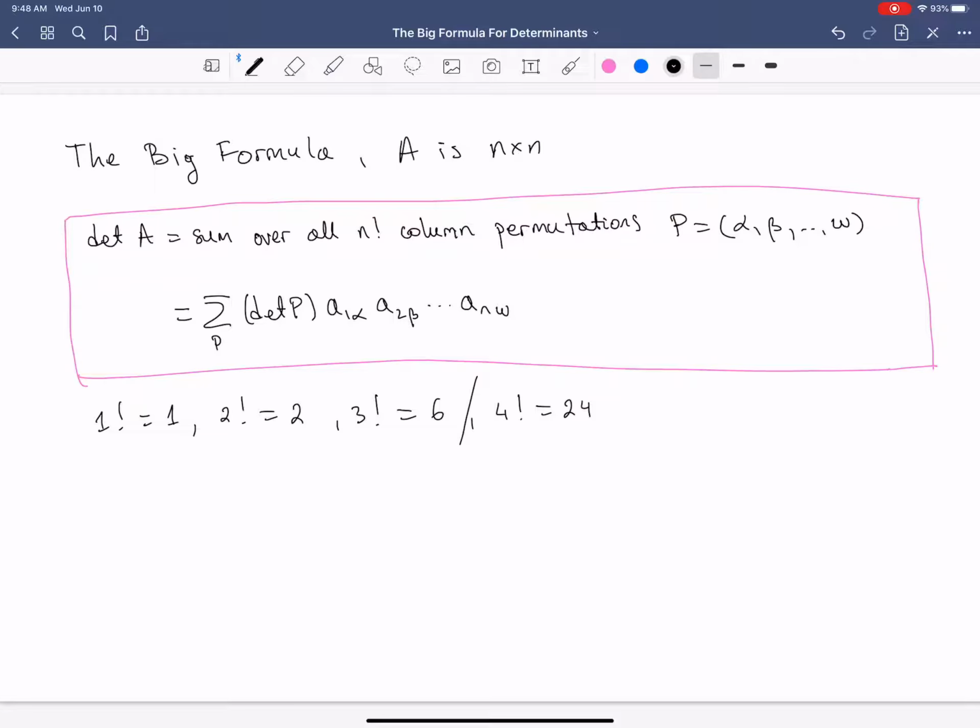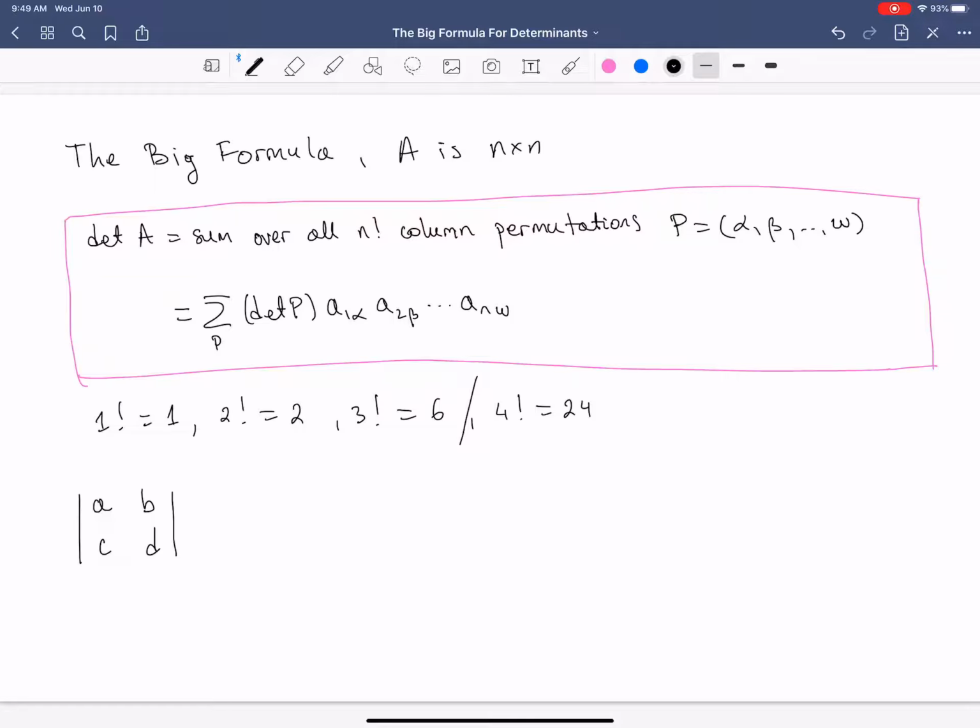Okay, so let's apply this formula on a 2 by 2 matrix so that we can understand what that means. So here's a general 2 by 2 matrix, A, B, C, D. When I use these vertical lines, I'm actually referring to its determinant. Now, we have 2 permutations, so there are only 2 columns. We could either choose them the same way, or we can choose them in the opposite way.